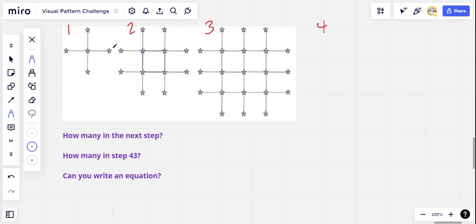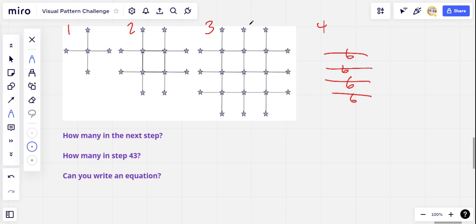Maybe we can think of this as a horizontal and then the bits left on the top and the bottom. So first I got one horizontal line, then two, then three. So I think I'd have four horizontal lines in step four. And then the number of stars on those lines, first it's three, then four, then five. So these should be six each. So those are the horizontal lines.